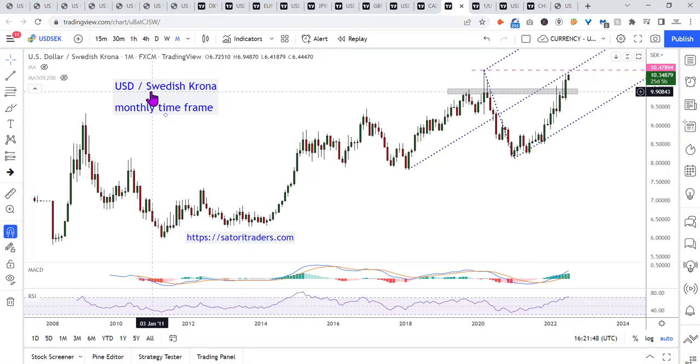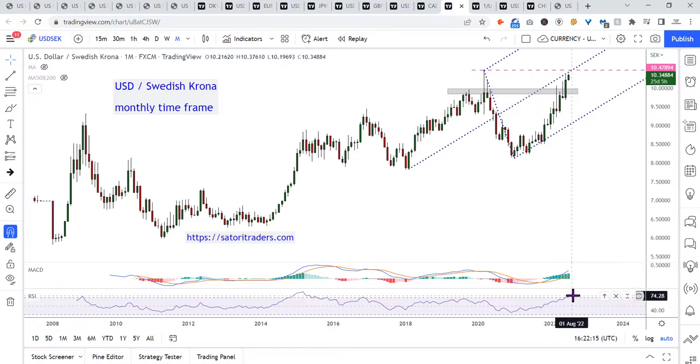So Swedish krona, not corona, the krona, technical uptrend, US dollar strong relative to the krona. And this is a technical uptrend, no question about it, dollar pushing higher, although dealing with resistance at the median line of this Andrews pitchfork and the prior high. So multiple layers of resistance overhead.